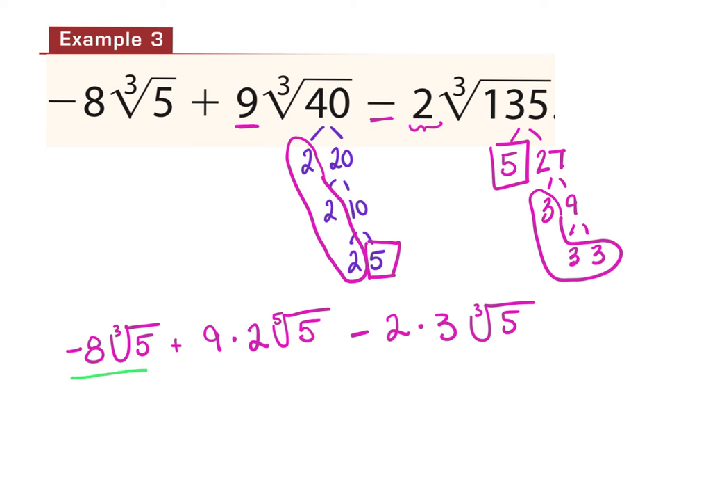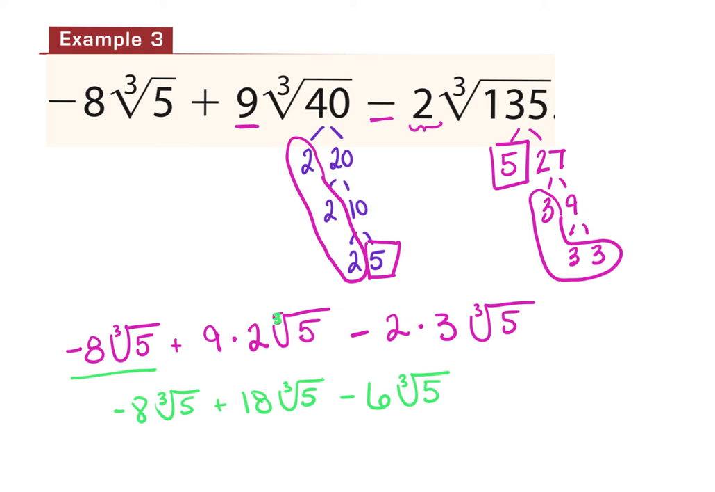We do need to simplify the outsides. So this stays the same, -8 cubed root of 5. Then we have 9 times 2. So that's going to give us 18 cubed root of 5. And then we have 2 times 3, so -6 cubed root of 5. And so now you can see where they're all like.